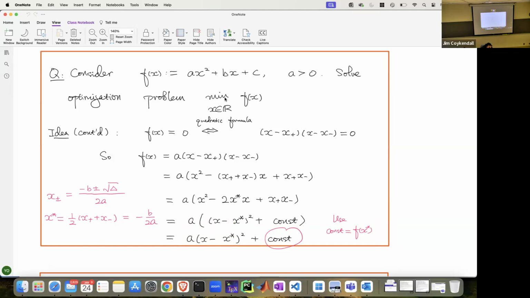Well, there is a cheating way of doing it. I'm going to look at the left-hand side and the right-hand side, and plug in x star. If I plug in x star, this term is gone, so the constant is going to be f of x star, right? As I said, I'm doing this in an exam. I don't know how to solve it, I'm trying to figure it out in the exam, and I'm done.